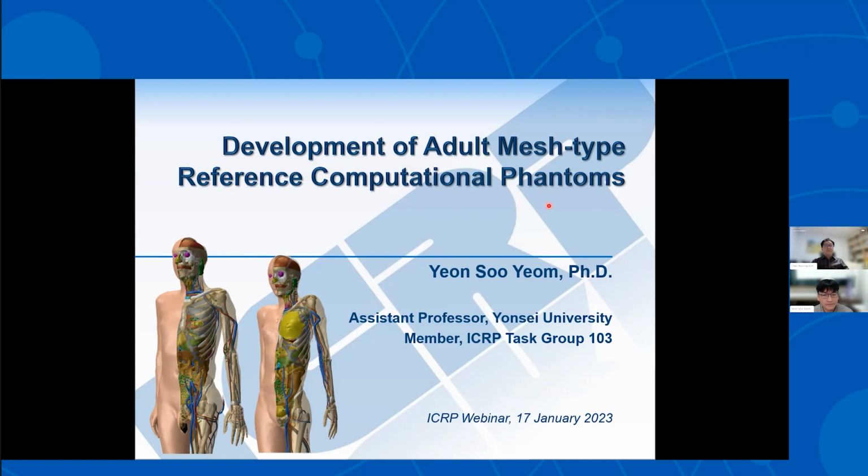He has published many papers, and that is, he published 72 journal papers. He is also serving ICRP as a member of three task groups, including task group 103, which develops mesh type reference computational phantoms. Okay, with that, I think we can start. Yeonsu, if you're ready, please go ahead.